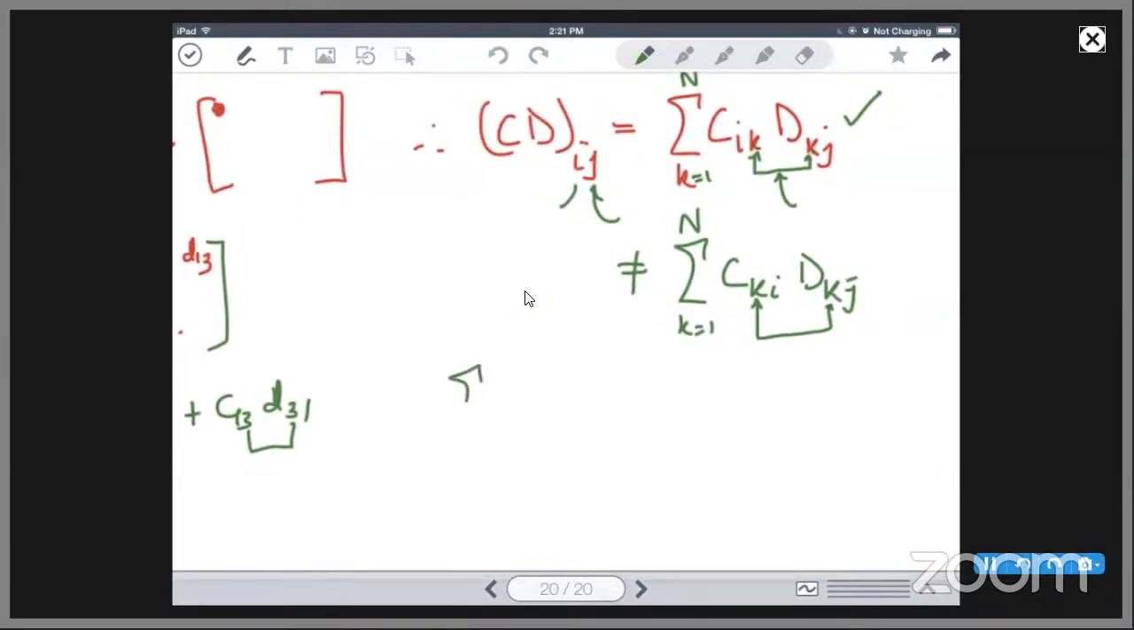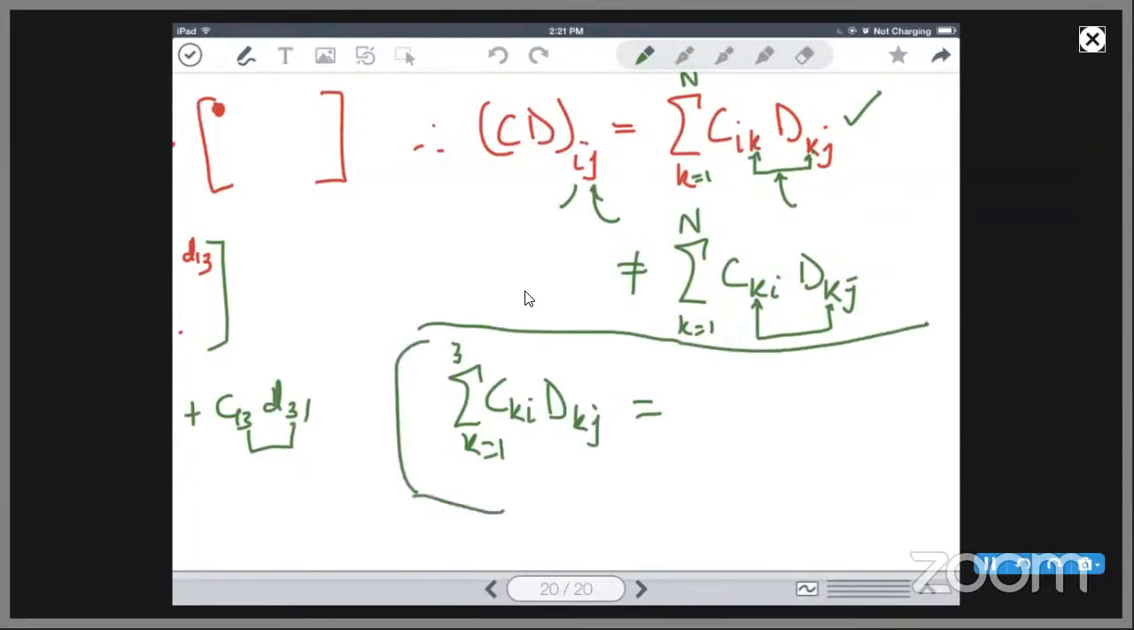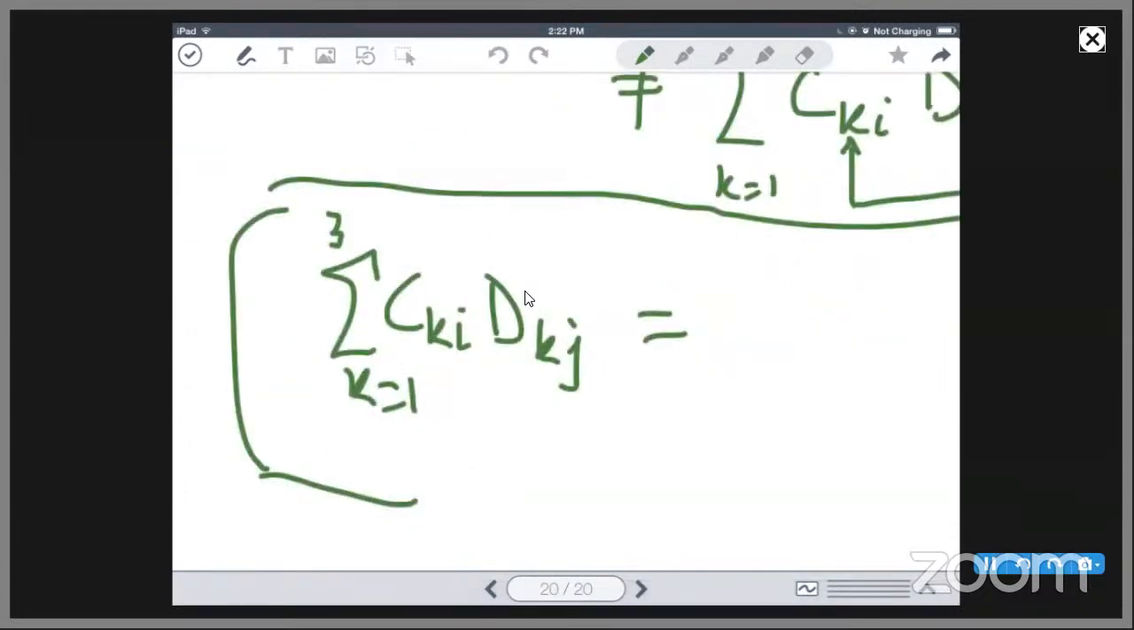If someone gives you something like this, CKI, DKJ, sum over K, can you write this in matrix form, as matrix multiplication? If you wanted to do it as matrix multiplication, what can you do? What do you think I can do? I need to do something so that this K, its position is here, and this I goes to this position, the other way.